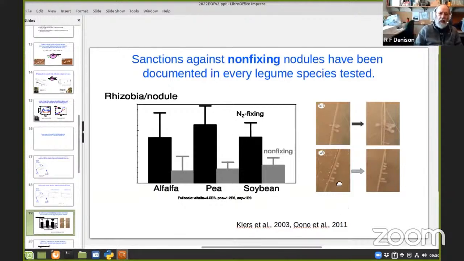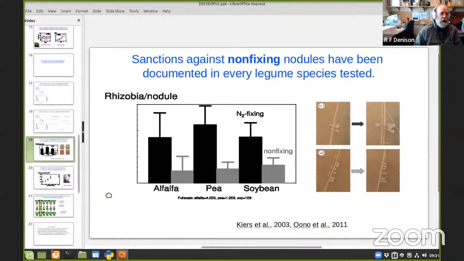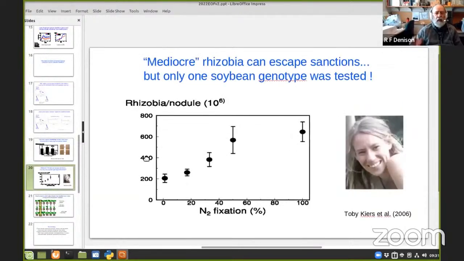Here, at this point, we stopped giving nitrogen gas to these bacteria. They stopped giving nitrogen to the plant, the plant shut them down, they didn't reproduce anymore. Now, we saw this in all three species that we looked at, and people have looked at other species and other labs and looked at this.